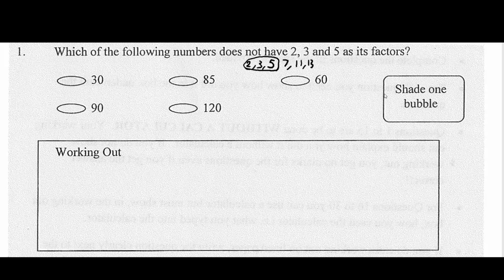All right, now 30. 30 is made up of 15 times 2. Okay, 15, that's not a prime. That's 3 times 5. So our factor tree has told us that 3 times 5 times 2 gives us 30. So 3, 5, and 2 are factors of 30, so no, it's not that one.